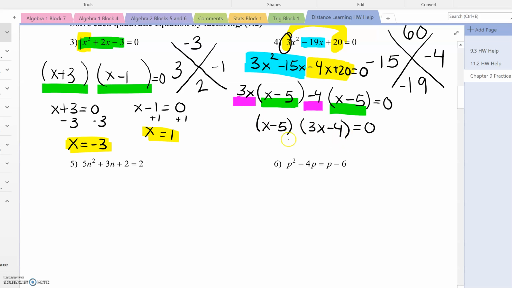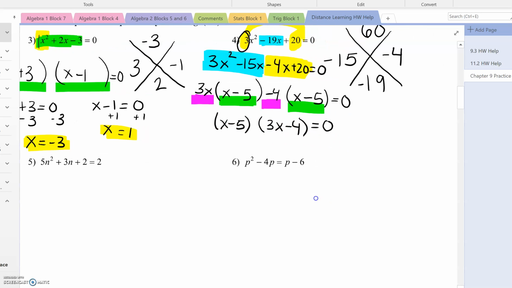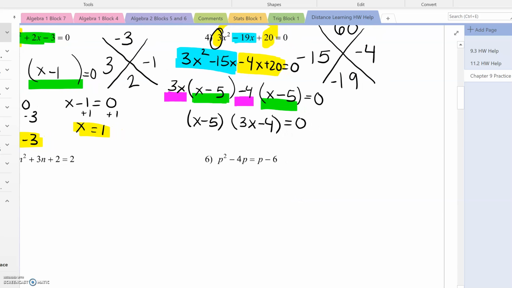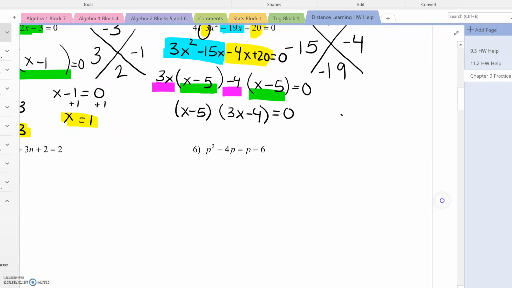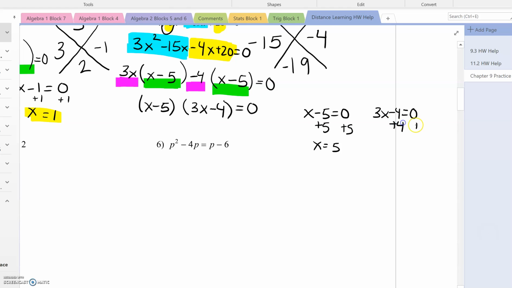We are now at the point where we can use the zero product property. We can say, if those two things multiply together and equal 0, that means either x minus 5 is 0, or 3x minus 4 is 0. So we're going to solve both of those small equations. We get x equals 5. In solving this one, I'm going to add 4 to both sides, so 3x equals 4. To get the x by itself, I'm going to divide by 3. x equals 4/3. So you can get a fraction.